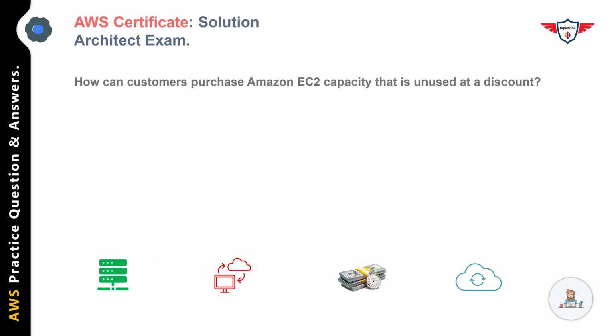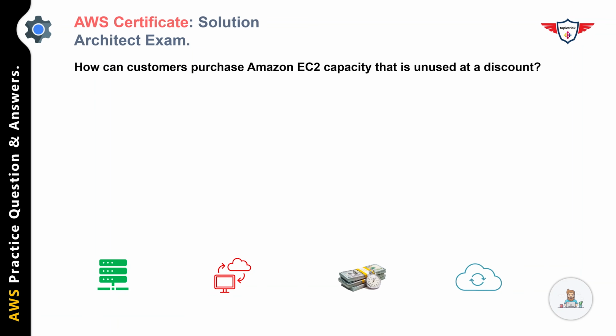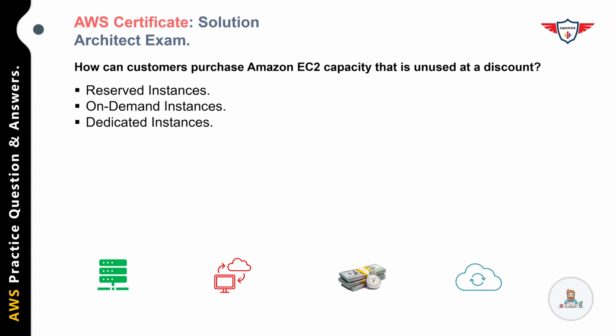How can a customer purchase Amazon EC2 capacity that is unused at a discounted price? And your options are reserved instances, on-demand instances, dedicated instances, and the last one is spot instance. The correct answer is spot instance.